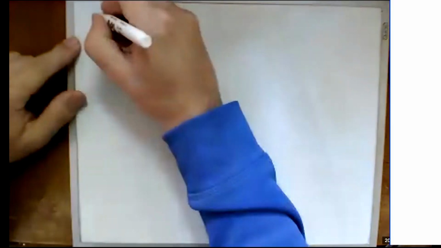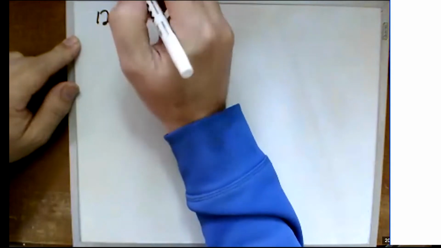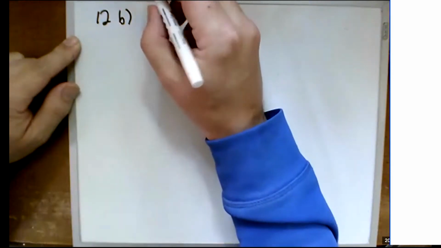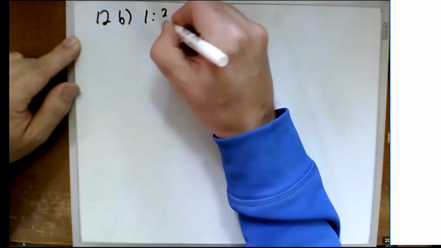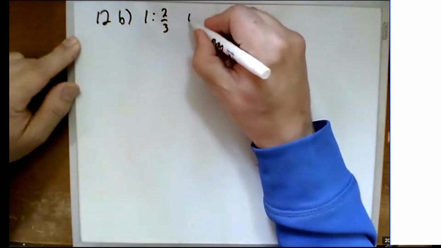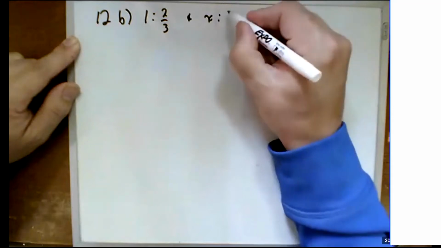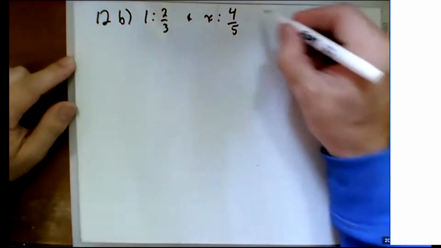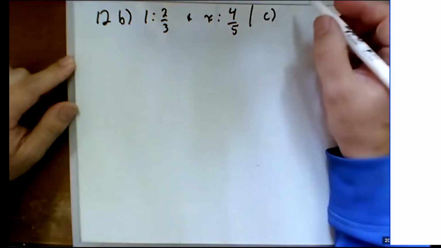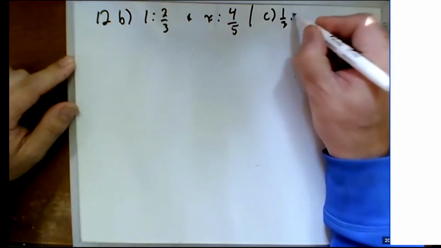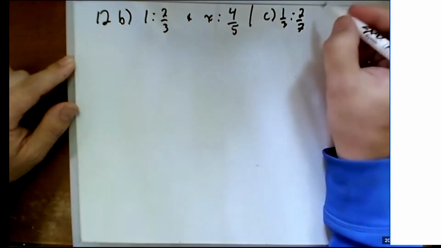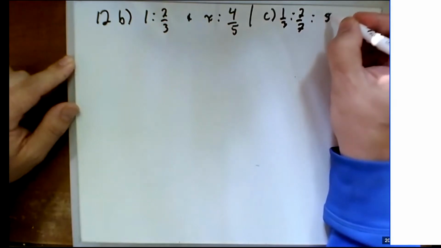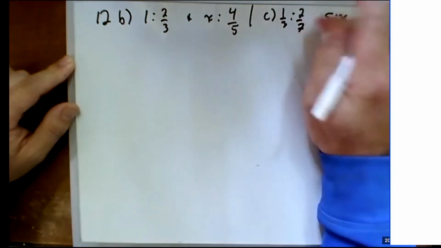Okay. So, question 12B asks us to solve the equivalent ratio 1 to 2/3 and x to 4/5. Question 12C, and I'm just going to write it down here so I don't lose it. It's going to be 1/3 to 2/7, matching with 5 to x.